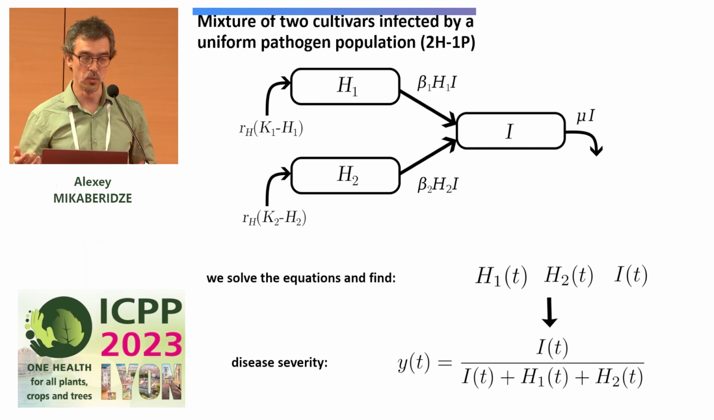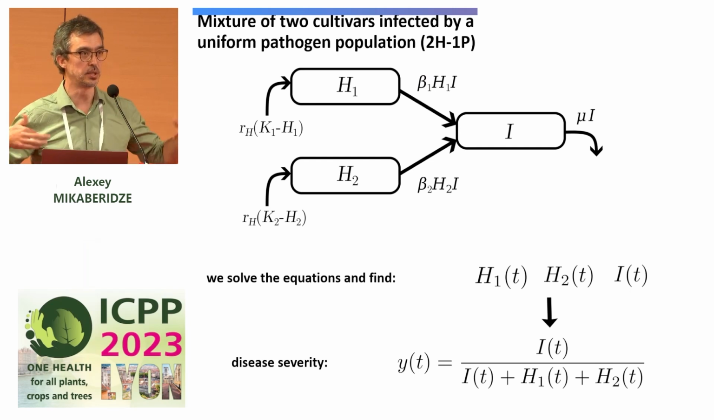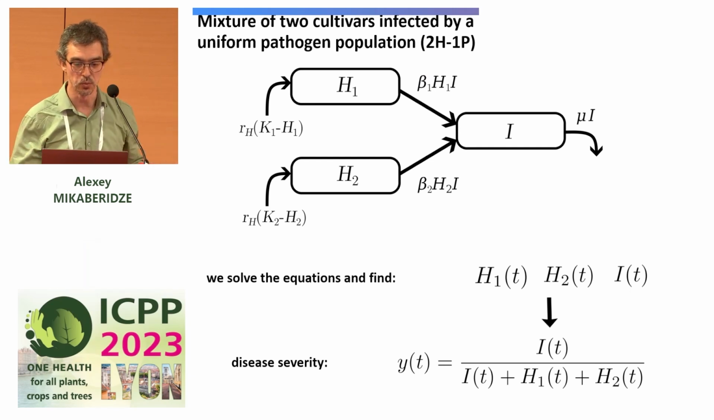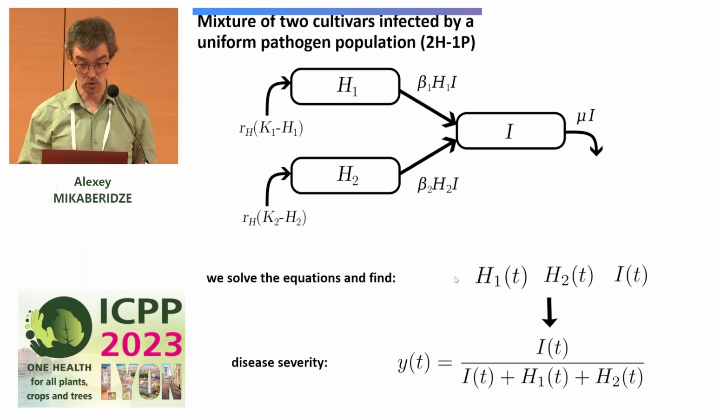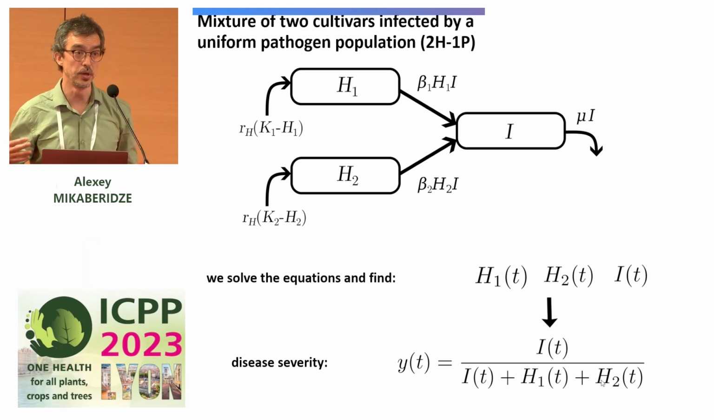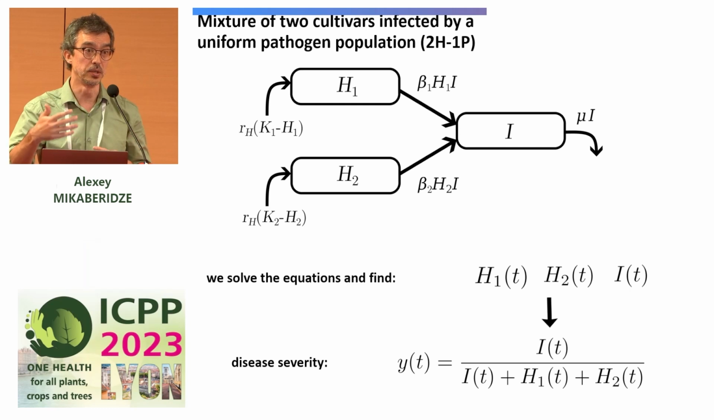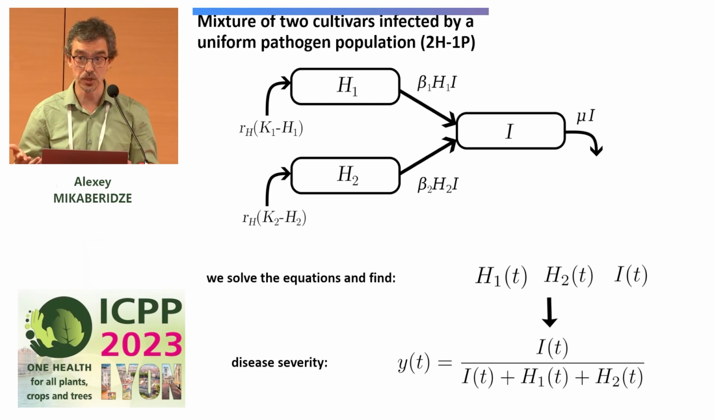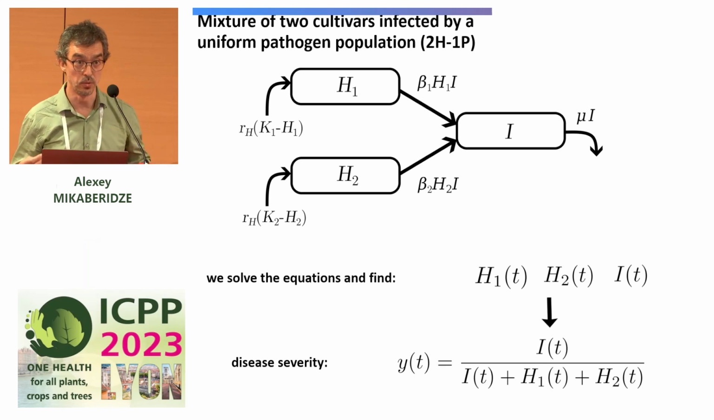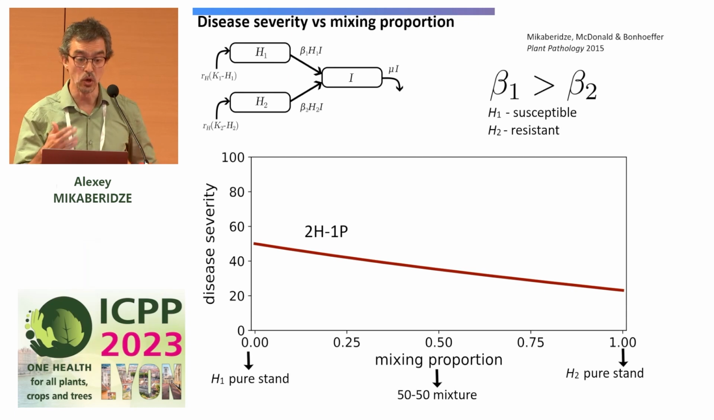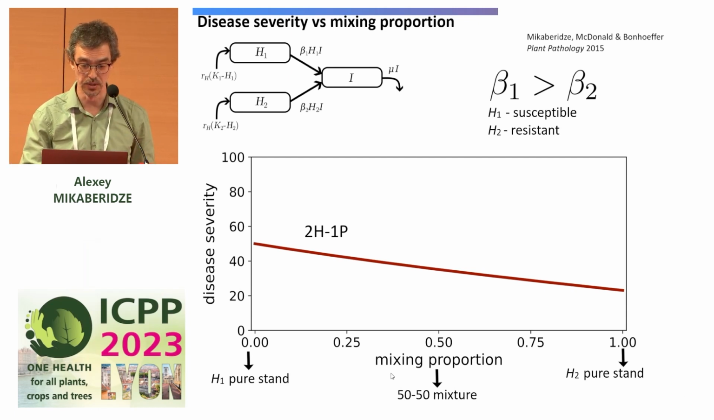Now, what do we do with the model? The underlying model consists of a system of ordinary differential equations. We can solve them and find out how H1, H2, and I depend on time. And then we can compute disease severity. We can look at it towards the end of the growing season when the endemic equilibrium is reached. And this is quite useful because then we can compare it with disease severity that we can measure in the experiment. But we can also look in the model at how disease severity depends on the proportion of the two cultivars in the mixture.